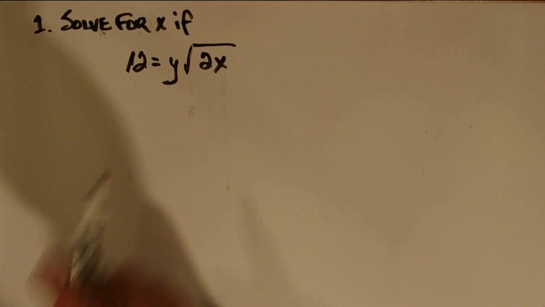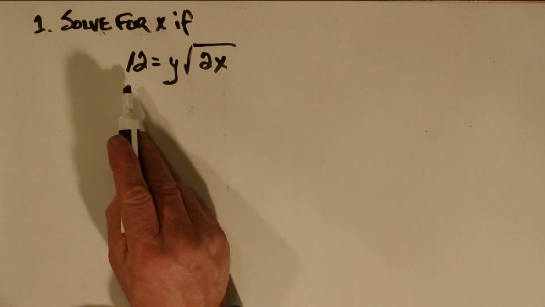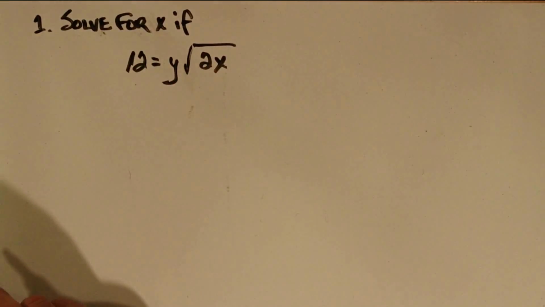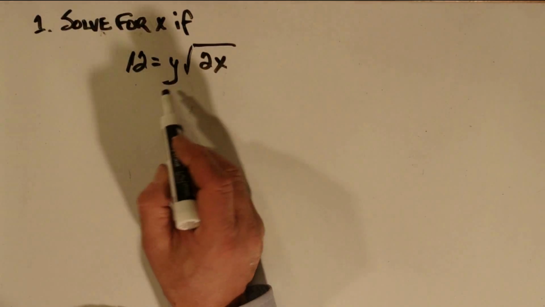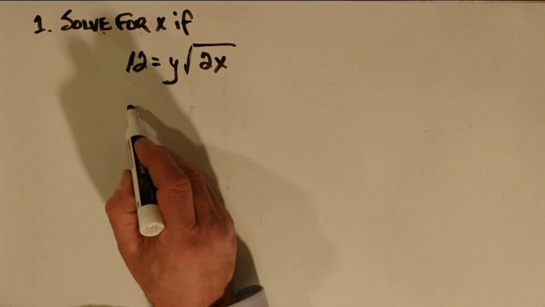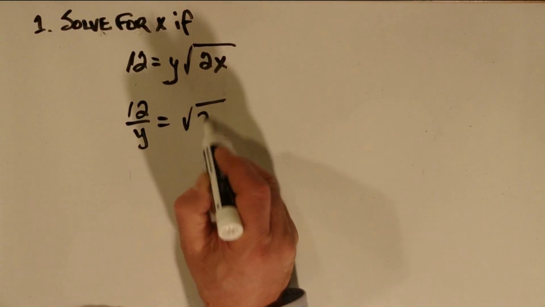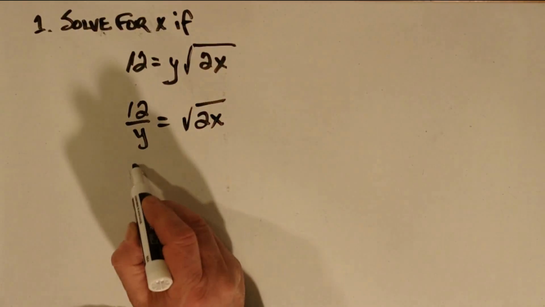We're going to do another problem set on solving for x. Here, the first problem, solve for x if 12 is equal to y times the quantity square root of 2x. The first thing we want to do is divide both sides by y. We get 12 divided by y is equal to the square root of 2x.